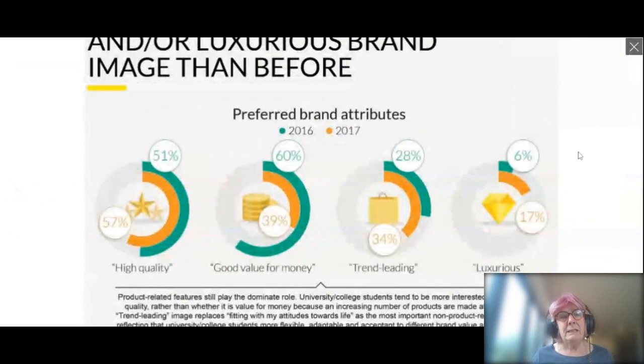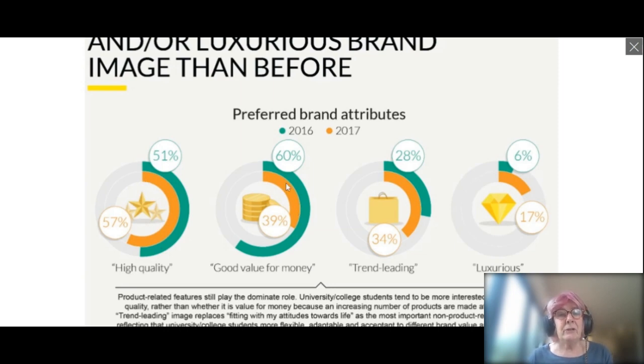This is where Mintel looked at what are the things that Chinese students look for when they're choosing a brand to buy. And they've compared 2 years here. 2016 is the green bar and 2017 is the orange bar. And what we see here very clearly straight away is that in 2017, the most important thing for Chinese students was that the brand represented high quality. 57% of students wanted that, Chinese students.